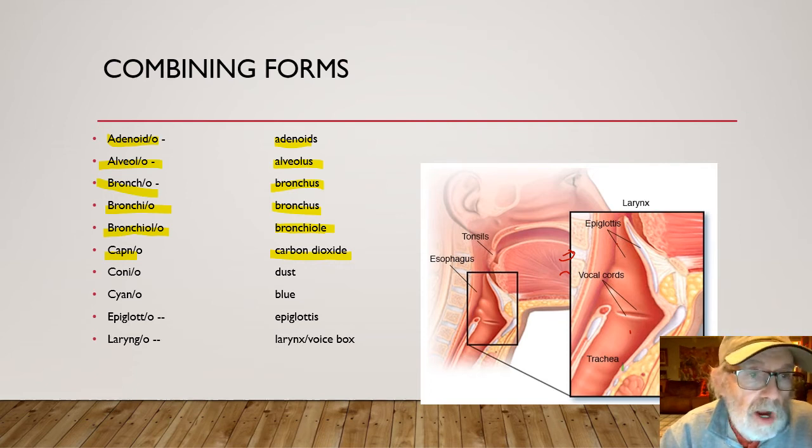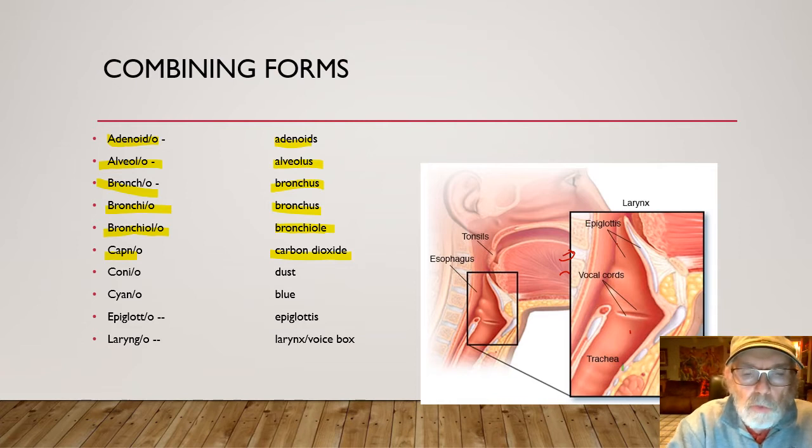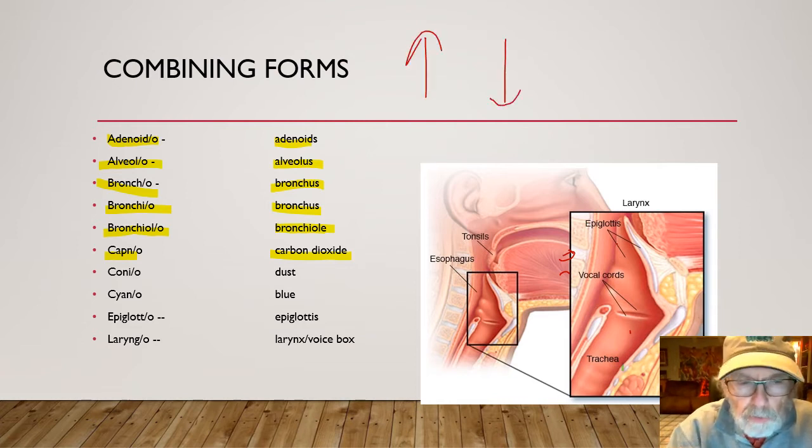Hypercapnia means excessive or high levels of carbon dioxide. I mentioned before, possibly, that it's not so much oxygen levels that direct our respiratory rate, but more carbon dioxide. When the carbon dioxide levels in the blood go up, my respiratory rate goes down.